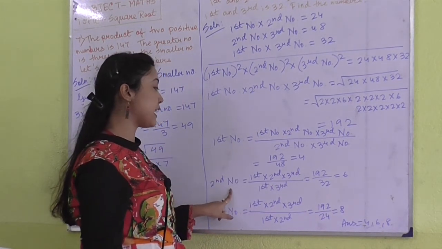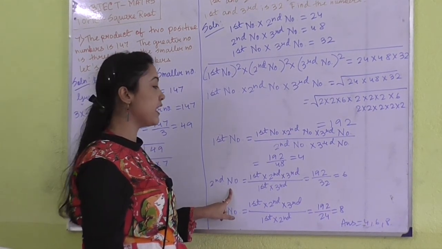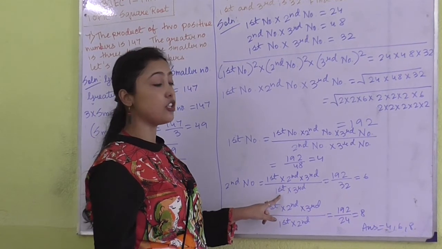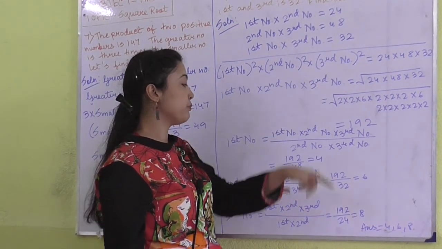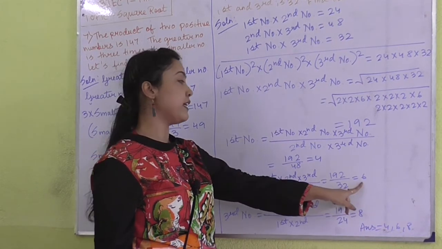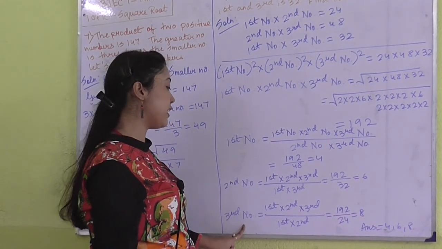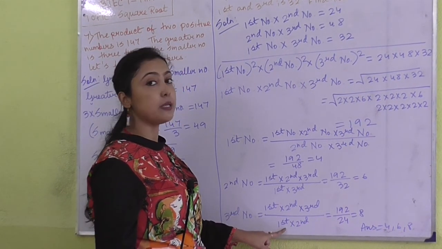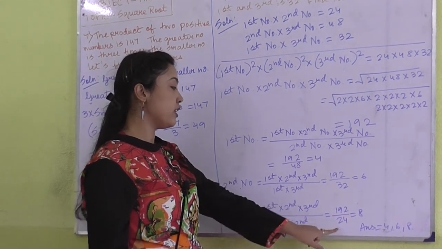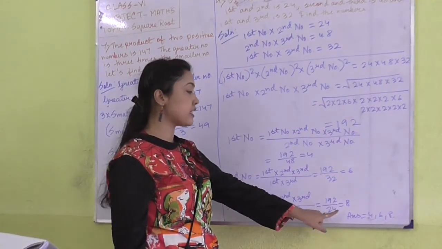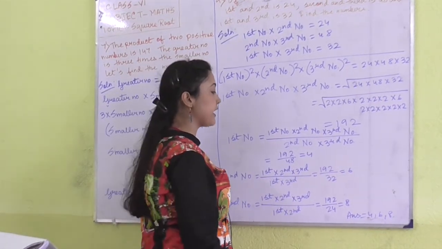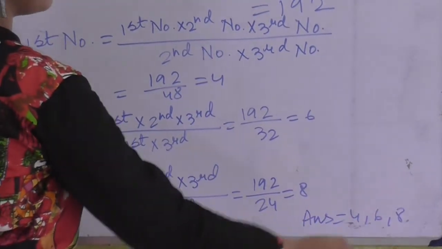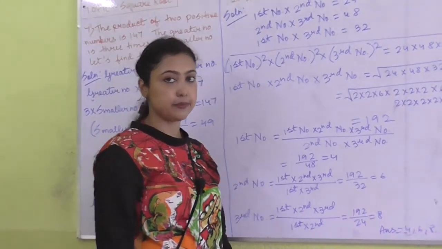Next we have to find the second number. In order to find the second number, again we divide the product of the three numbers, 192, by the product of the first and third number, that is 32. So 192 divided by 32 is 6. In order to find the third number, similarly we divide the product of all three numbers by the product of the first and second number, which is 24. That is 192 divided by 24, which is 8. So in this way we get 4, 6 and 8 as our individual numbers. That is, the first, second and third numbers are 4, 6 and 8.